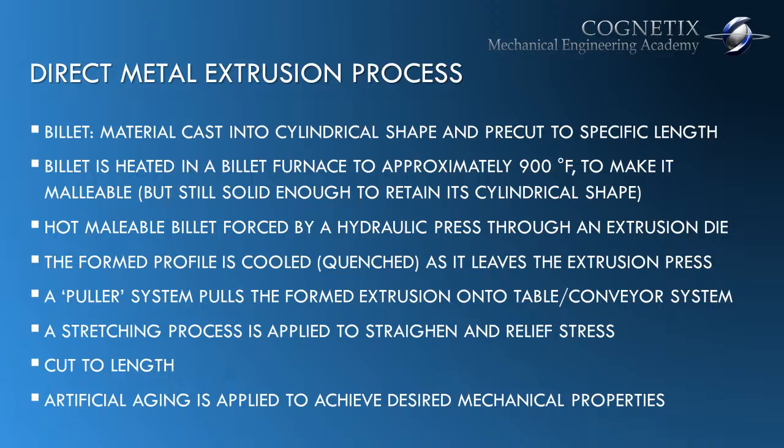The hot malleable billet is then forced by a hydraulic press through an extrusion die. The formed profile is cooled or quenched as it leaves the extrusion press. A puller system pulls the formed extrusion onto a table or conveyor system. Afterwards, the extruded profile undergoes a stretching process to straighten the resulting extrusion and relieve internal stresses. Then the material is cut to the specified product length, and it all undergoes a process of artificial aging that is applied to achieve the desired mechanical properties of the material.